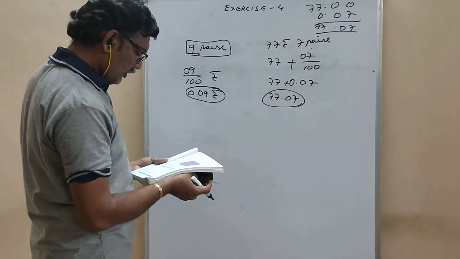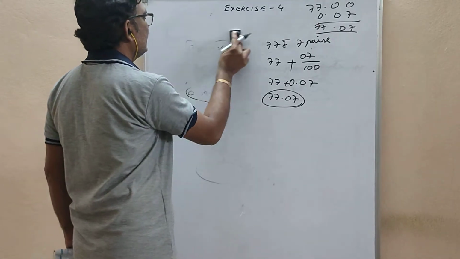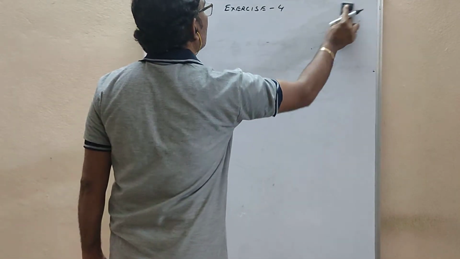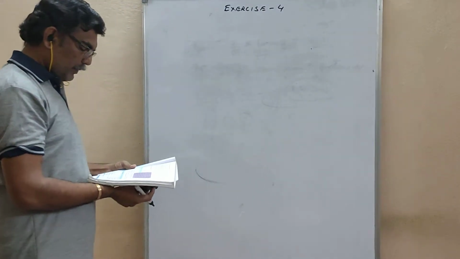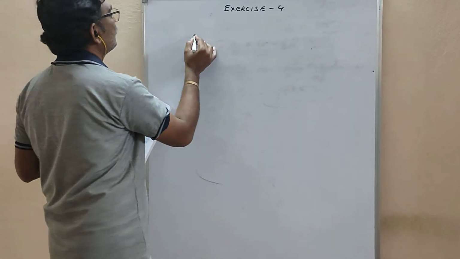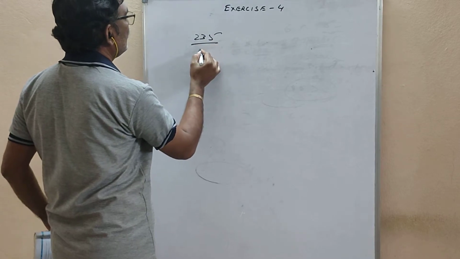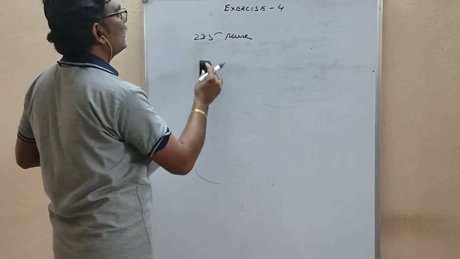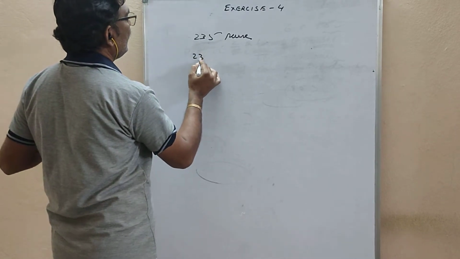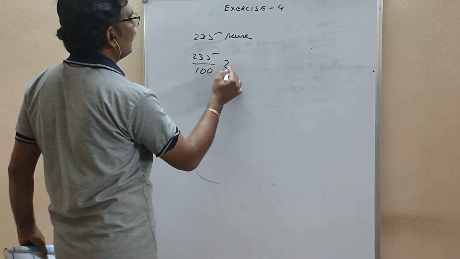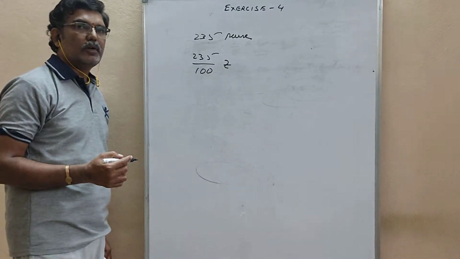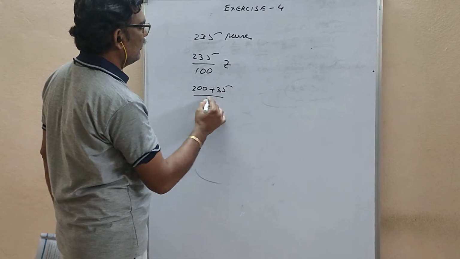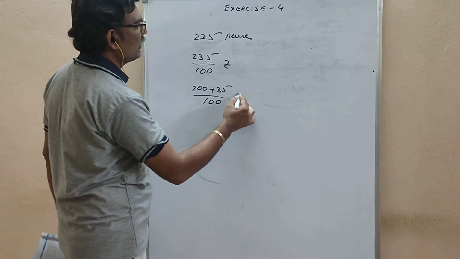Okay. Now 235 paise. See here, 235 paise. How to convert this? You have to convert into rupees by using decimals. 235 paise is the question. If you want to convert this into rupees, 235 by 100 rupees you can write it. Okay, this you can write 200 plus 35 by 100. It is rupees only again.